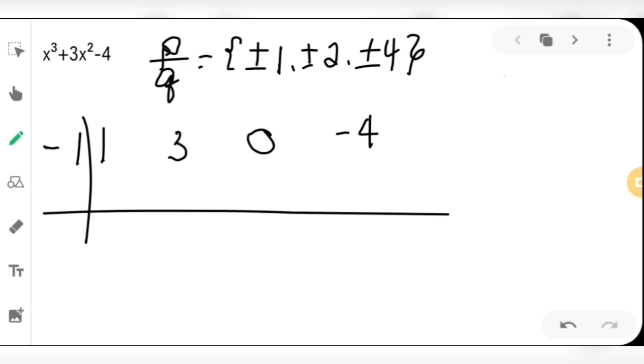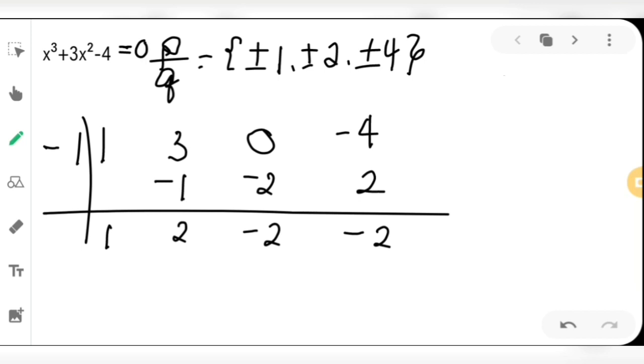So bring down the first number. We have 1. 1 times negative 1 is negative 1. 3 plus negative 1 is 2. 2 times negative 1 is negative 2. 0 plus negative 2 is negative 2. Negative 2 times negative 1 is positive 2. So the remainder here is negative 2. That means negative 1 is not a root of this polynomial equation. When we say polynomial equation, by the way, this is equal to 0.